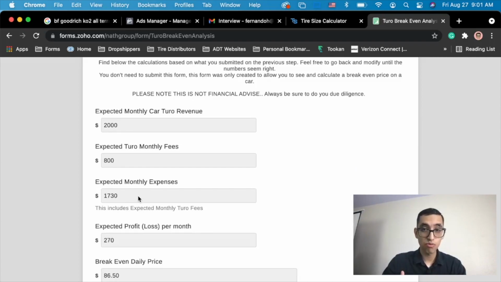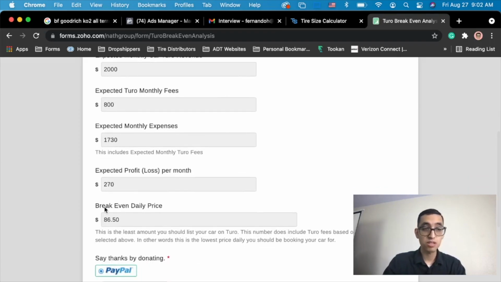This includes Turo fees. This includes the car payment, the insurance, like pretty much everything. So this is how much you're expecting to get. Expected profit after paying everything, even the maintenance budget and everything. So we would be getting around $270 per month.